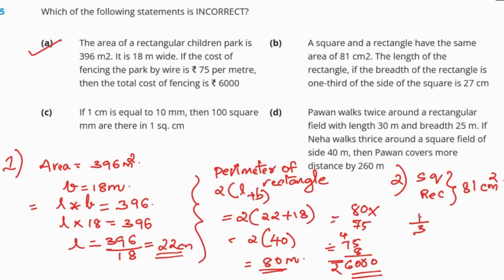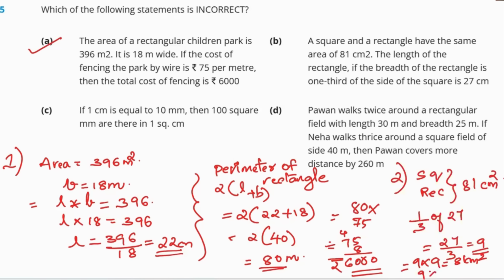One third of 27 means what? 27 by 3, which is equal to 9. So one side of the square is 9 and the length and breadth are also 9. So everything is 9. Area of rectangle is length into breadth, that will be 9 into 9, 81 centimeter square. And the area of the square is also side into side.